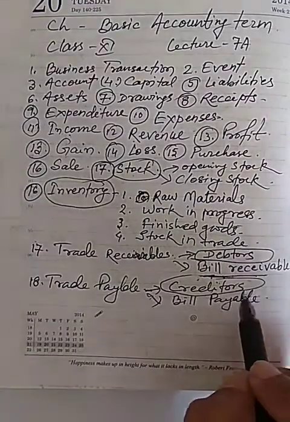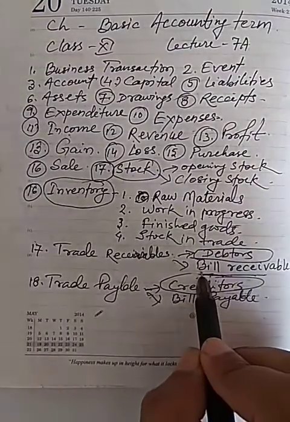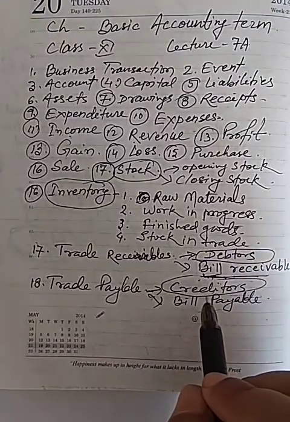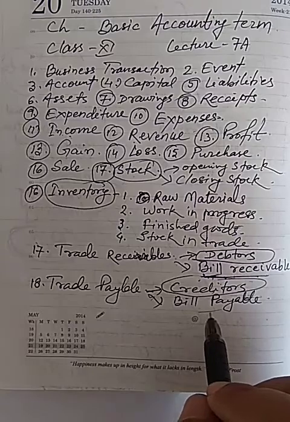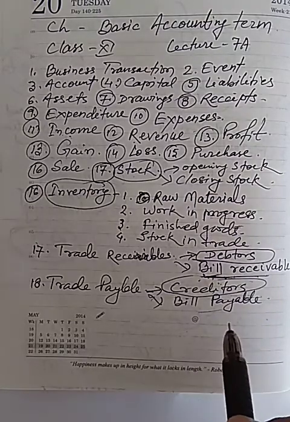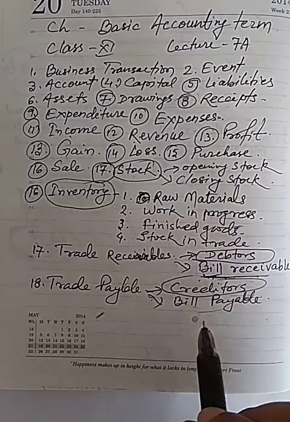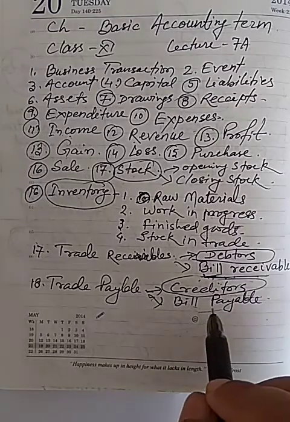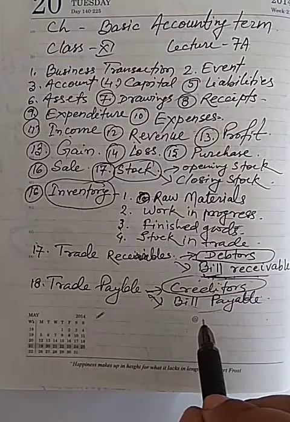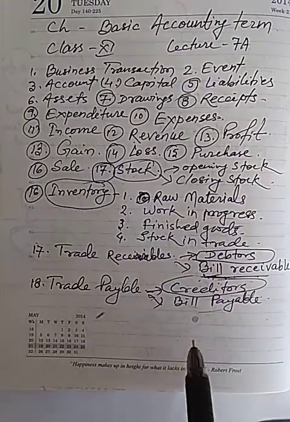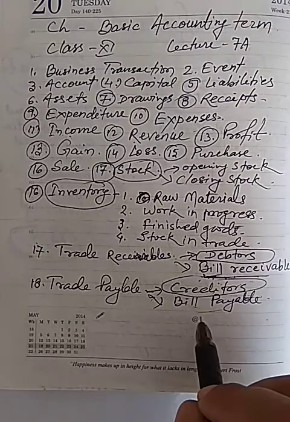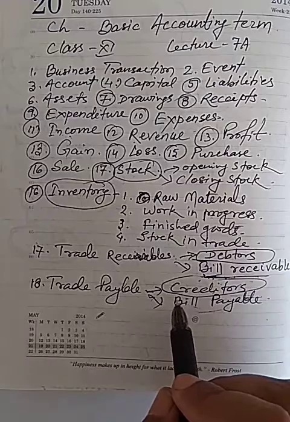Just like that, bill payable is also opposite to bill receivable. Bill of exchange becomes bill payable for the person who accepts and returns it to the drawer. Thus, bill payable is an accounting term for bill of exchange accepted in favor of creditors.